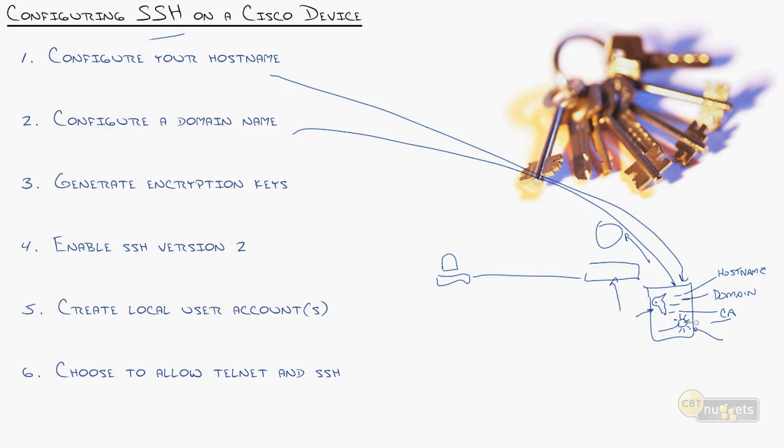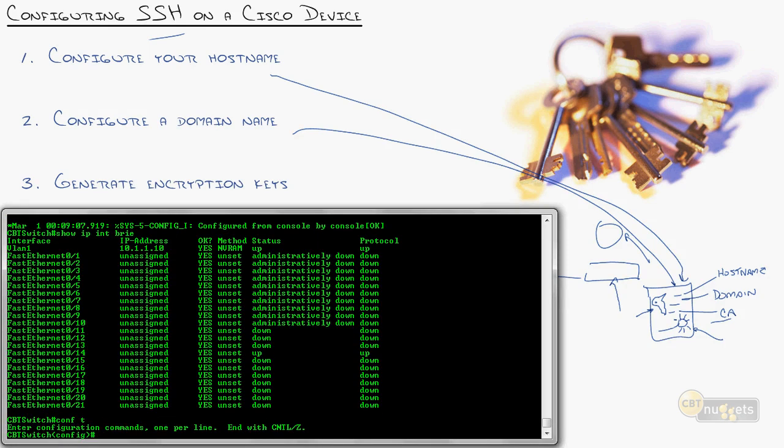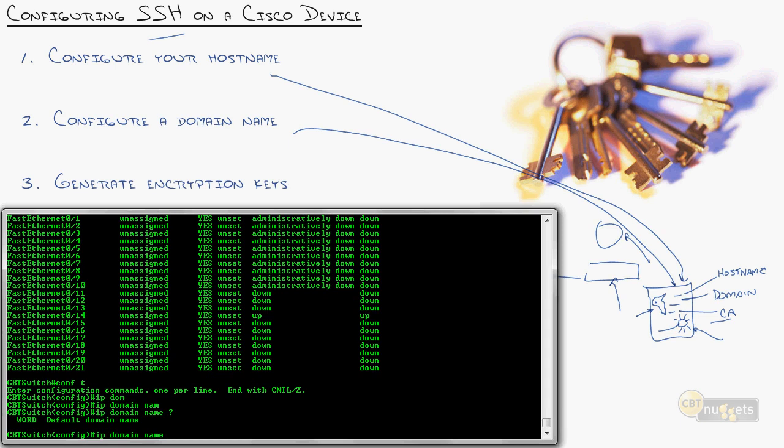Okay, so here's what we're going to do. Now, I've already configured the host name for this device. It's CBT switch. Now I need to configure a domain name. Global config mode. And the command is IP domain name, followed by what we want the domain name to be.